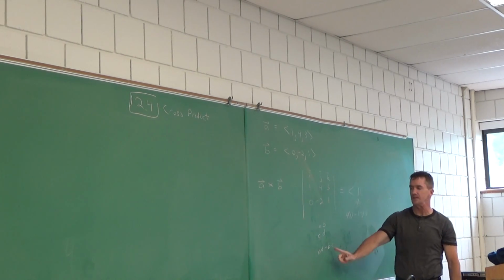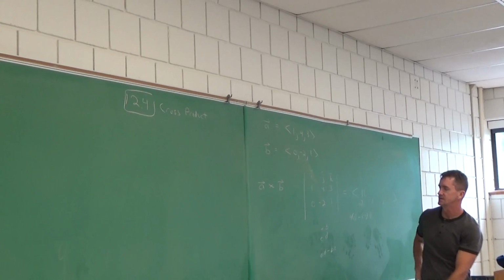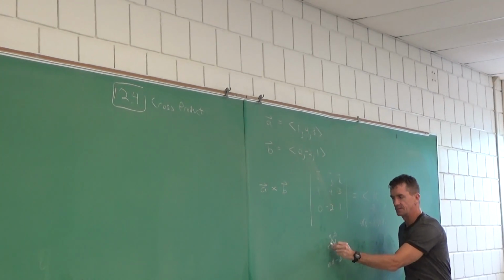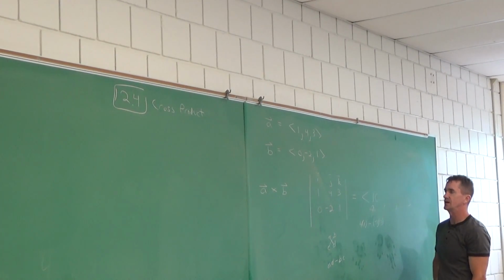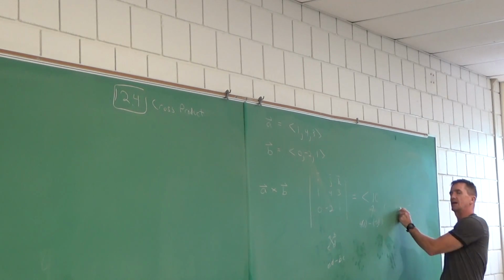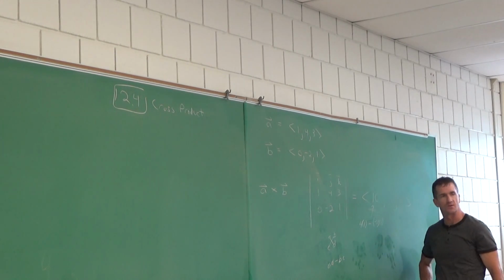So it's always AD minus BC. This times this minus this times this. If you have an ABC, you know what? I'm going to go all the way down to the third component. I think I'll skip over the middle component for now.